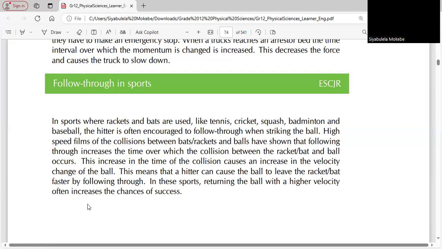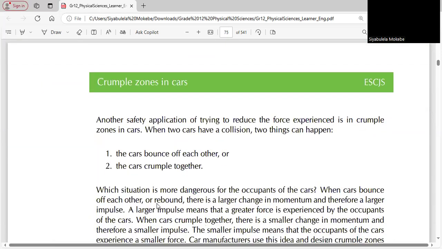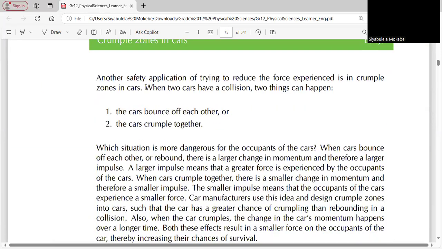Crumple zones in cars. Another safety application of trying to reduce the force experienced is in crumple zones in cars. When two cars have a collision, two things can happen: the cars bounce off each other, or the cars crumple together. Which situation is more dangerous for the occupants of the car?